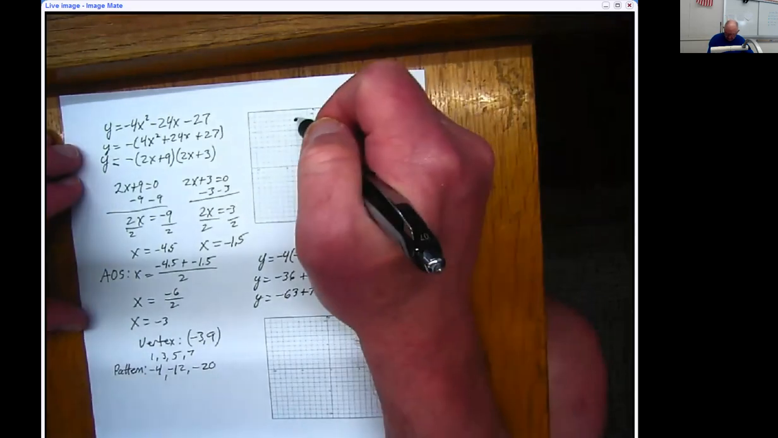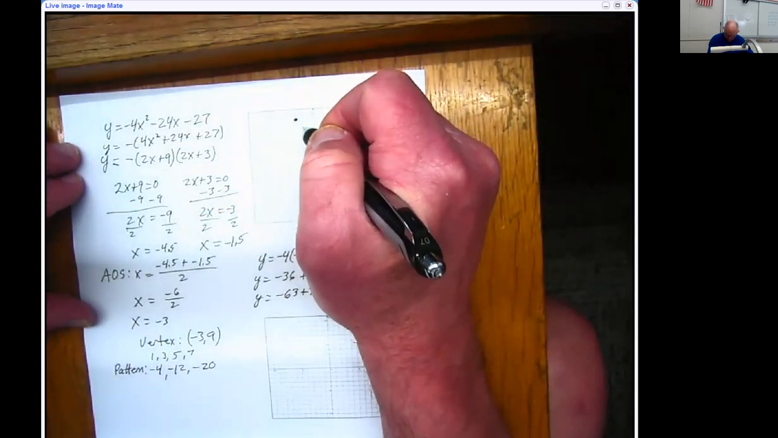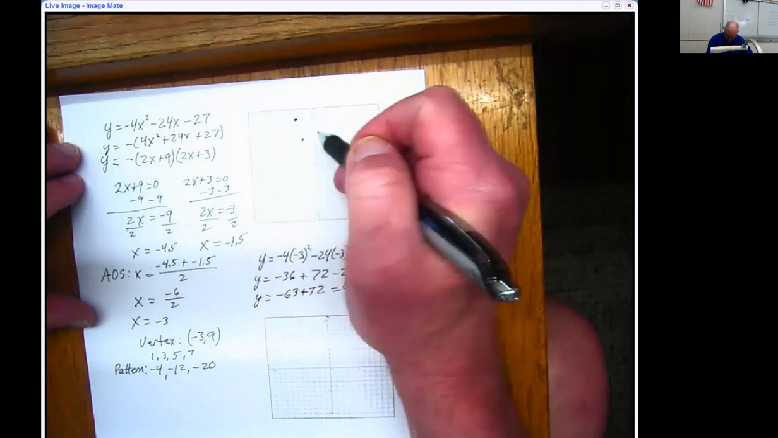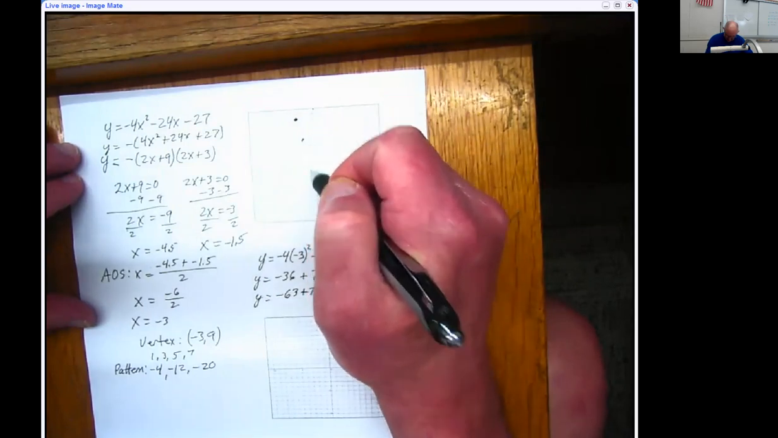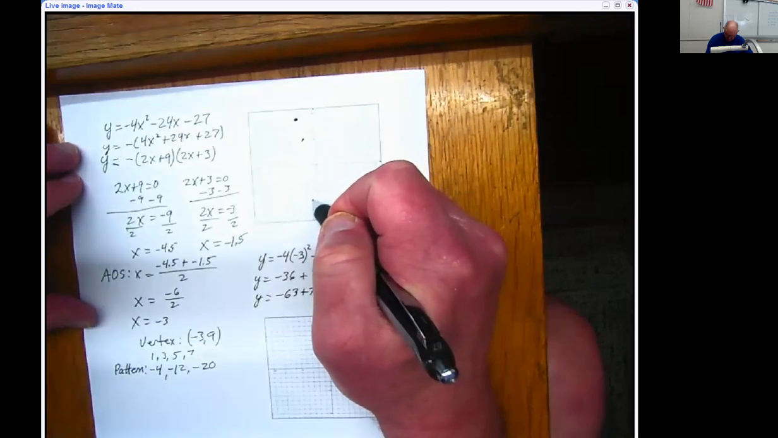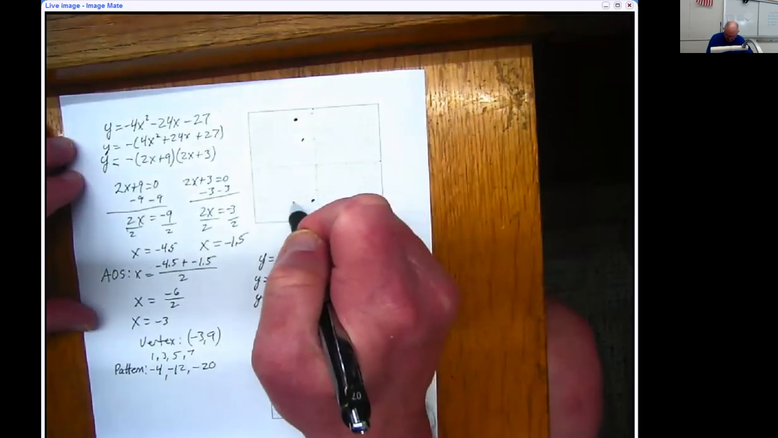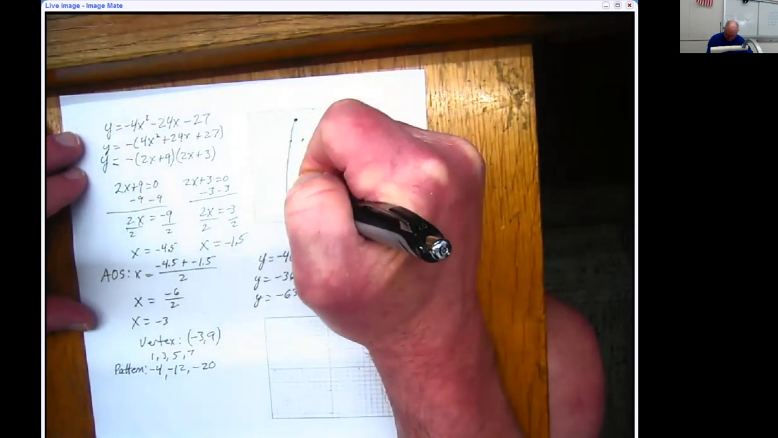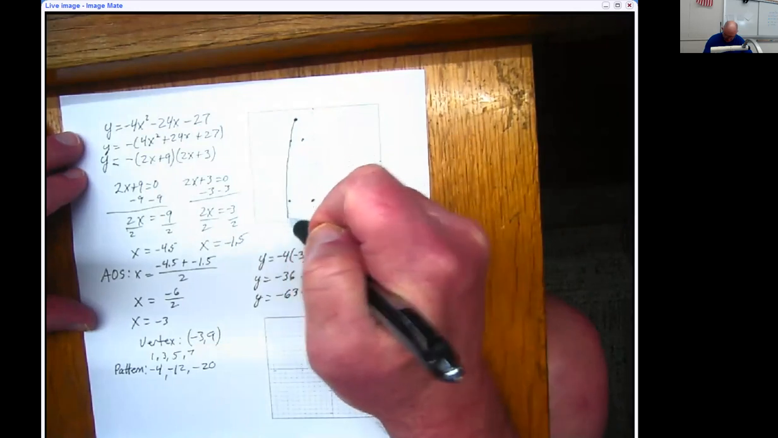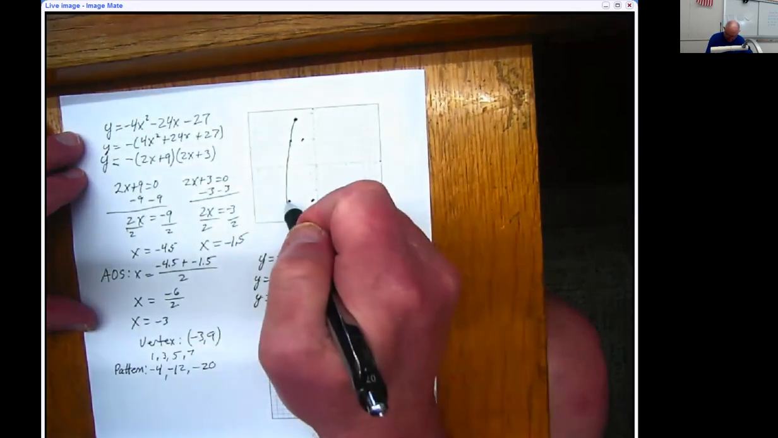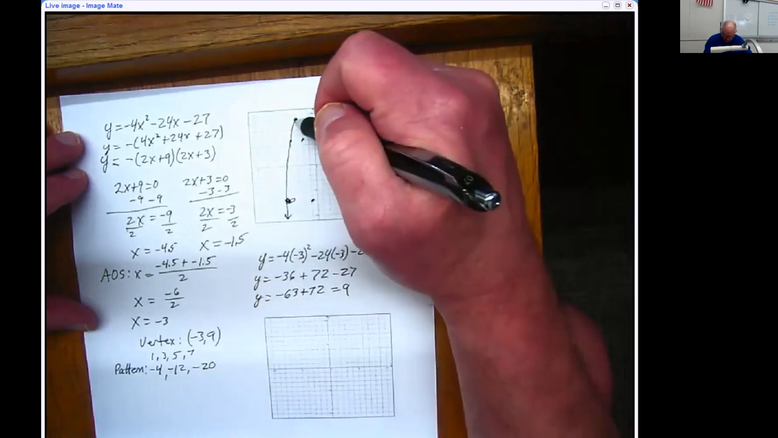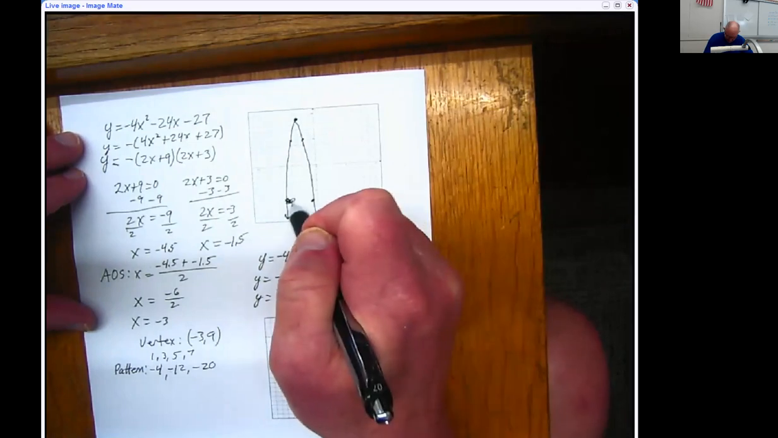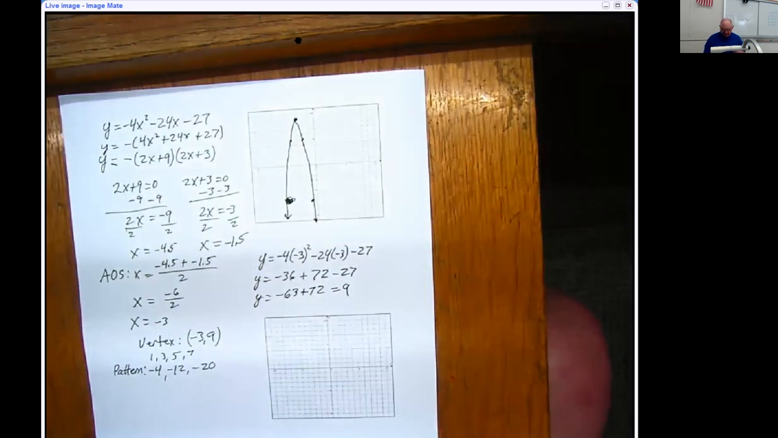And so from this point, I go over 1, down 4. And I go over 1 and down 12. So let's see, that's 5, 10, 11, 12. And then reflect. Fill in the graph. As you've seen before, if I miss it, I just make the point bigger. It's kind of a sloppy point. Okay, and then make sure you throw the arrows on.